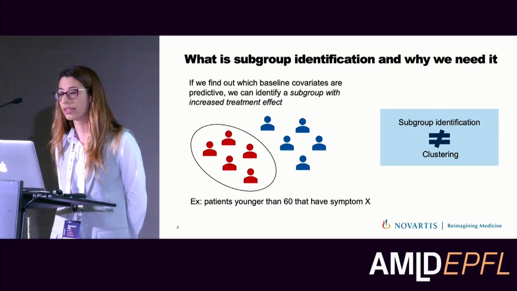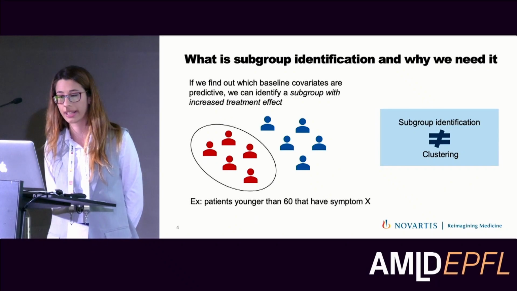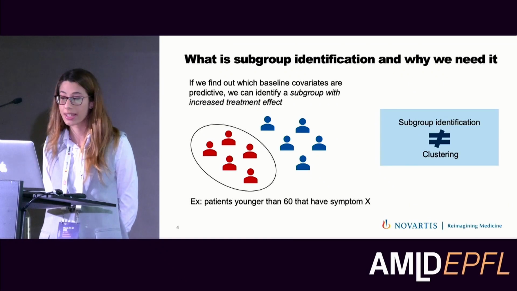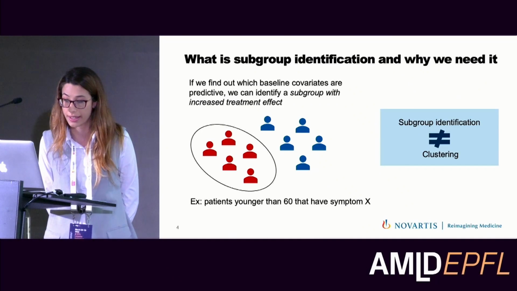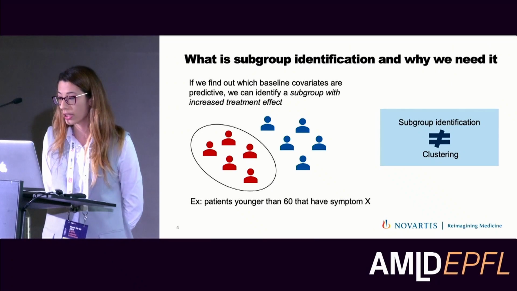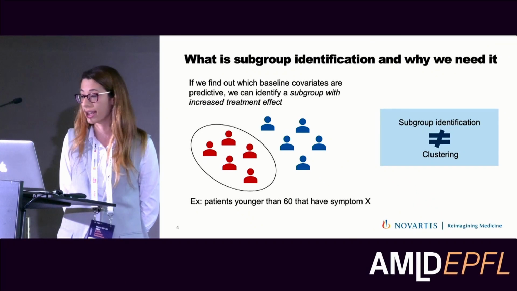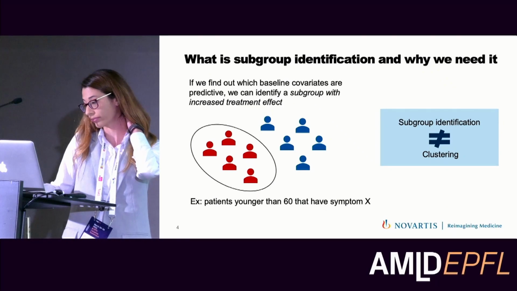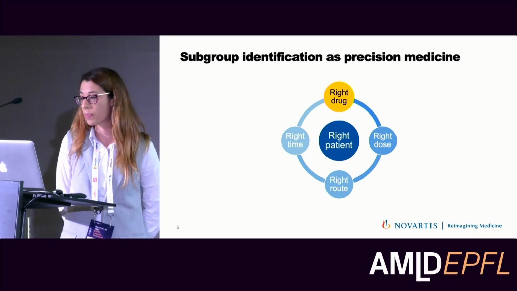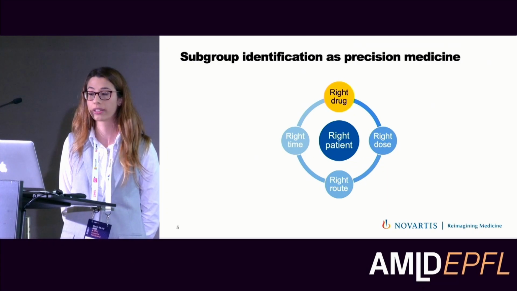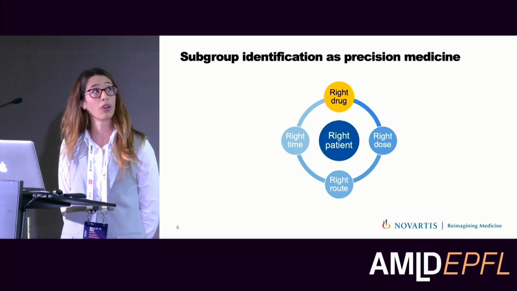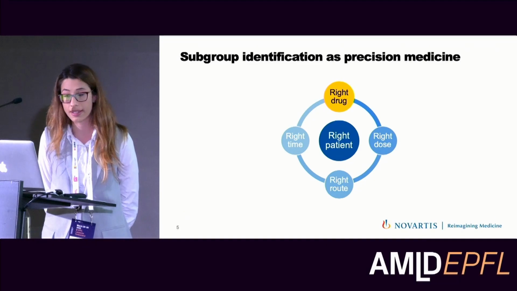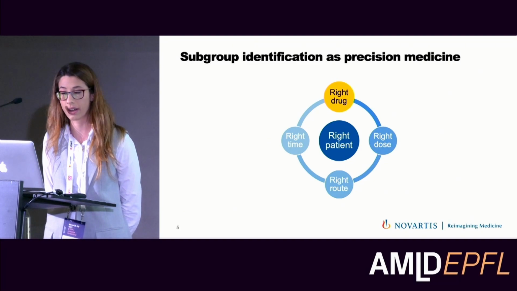It's important to remark on the difference between subgroup identification and clustering. In clustering, we try to divide patients based on their similar characteristics. In subgroup identification, we try to find a subset where the treatment effect differs from its complement. So the task of subgroup identification is strictly connected to precision medicine. In fact, one of the aims of precision medicine is to find which drug works best for a patient with certain characteristics.